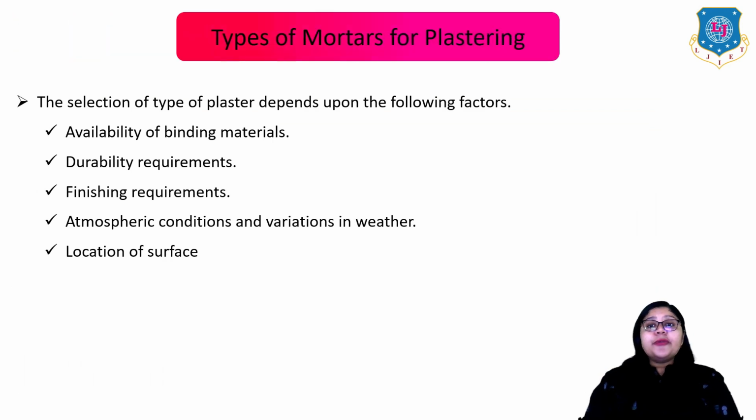Now let us see different types of mortar for the plastering. The selection of type of plaster depends upon the following factors: availability of the binding materials, durability requirements, the finishing requirement, the atmospheric condition and variation in weather, and lastly the location of the surface. After considering all these factors, we have to go for the selection of a particular mortar for the plastering.